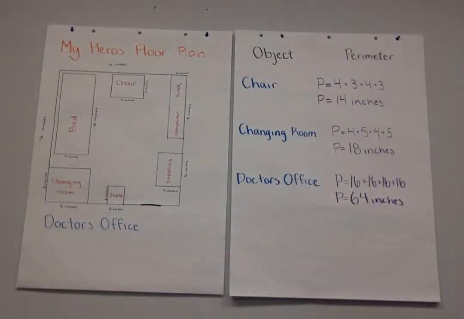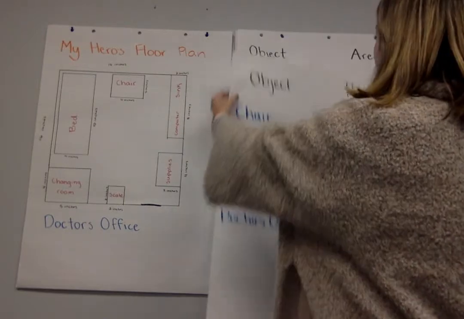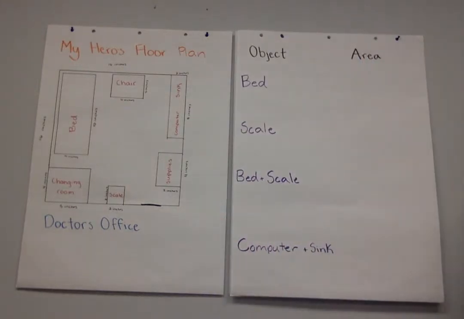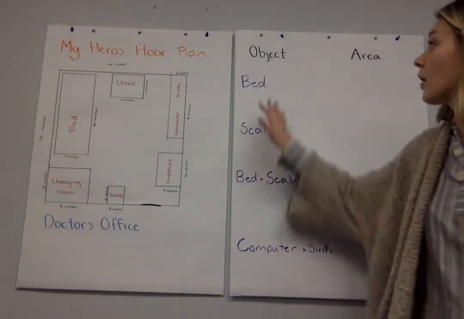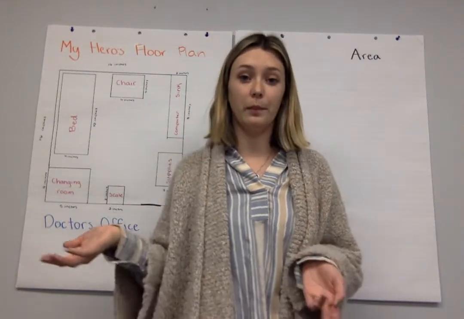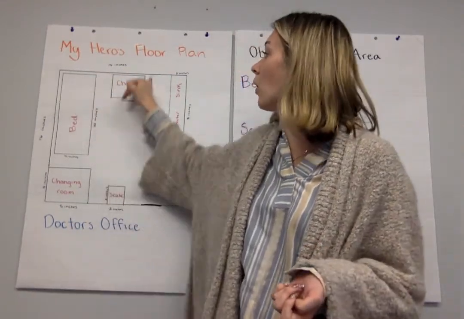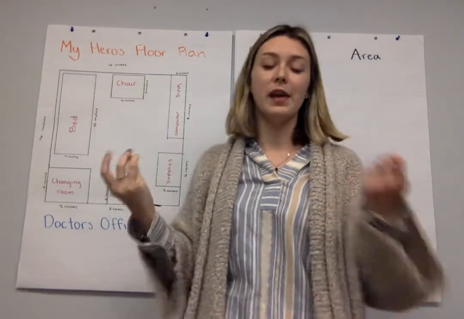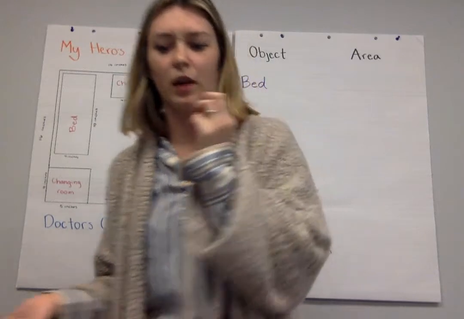So now that we've had a little perimeter review, I would like to move on to our area review. Okay. So, does anyone remember what the difference is between area and perimeter? We know that to find perimeter, we add all the sides together. But how do we find the area? What's the difference? I'll give you a second to think on it.